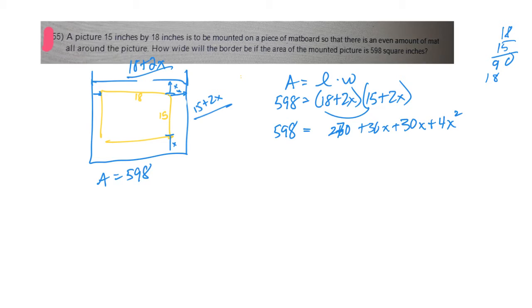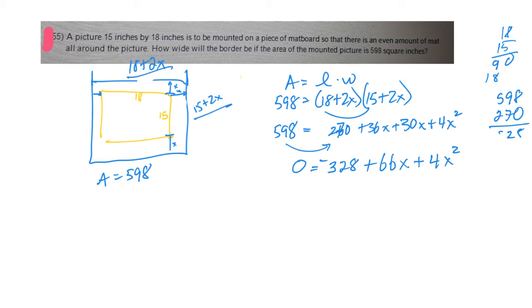And then let's bring this 598 to this side. So that would be 328, I think. 328 plus 66x plus 4x squared equals 0. I hope I did that right. Oh, this would be negative 328. Gee, I'm second guessing myself today. 270 minus 598 is negative 328. Yeah, that's right. So then I'd rearrange it.